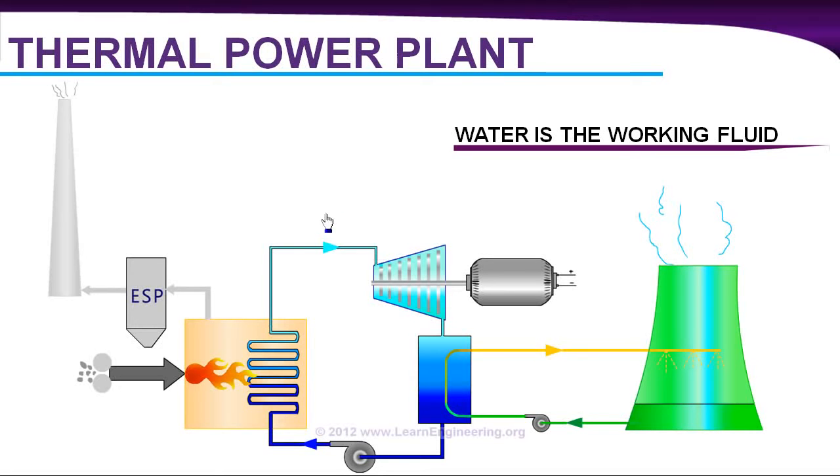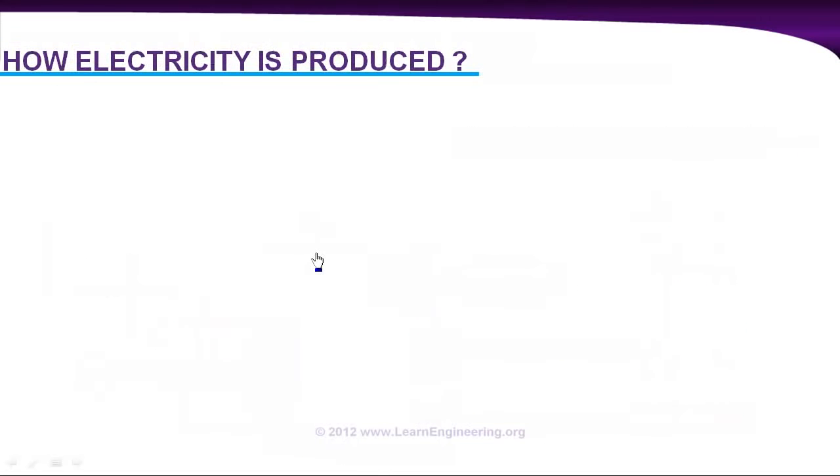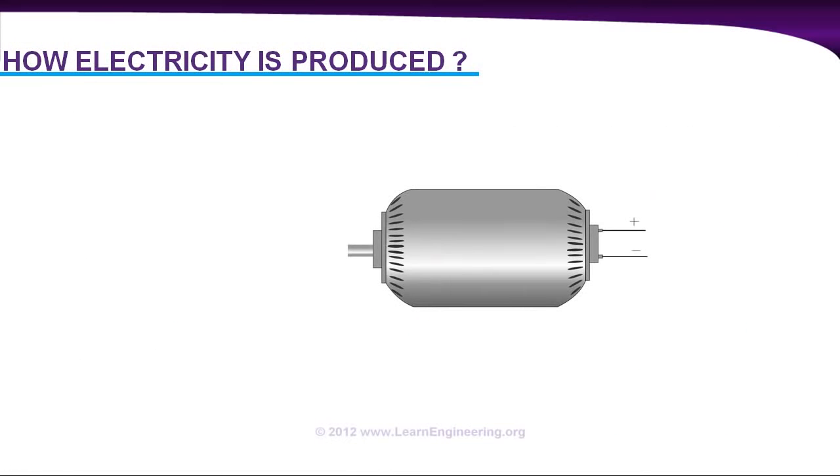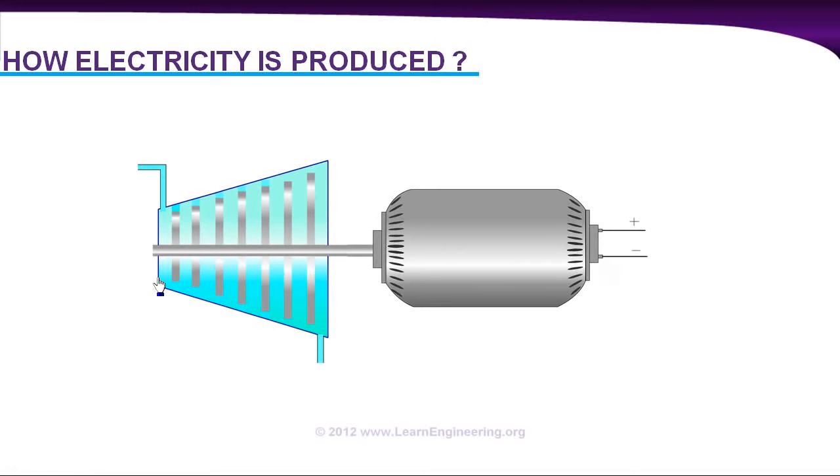So the basic question: how is electricity produced? And here is the answer, using a generator. If we can rotate the shaft of the generator, we can produce electricity. In thermal power plants, we will rotate this shaft with the help of a steam turbine, like this. You can connect a steam turbine to the generator shaft. And if you can rotate the blades of this turbine, you will get electricity over here.